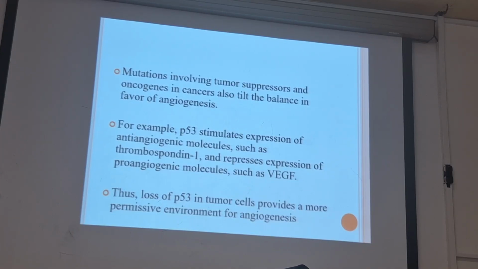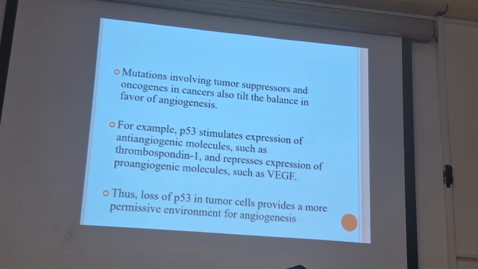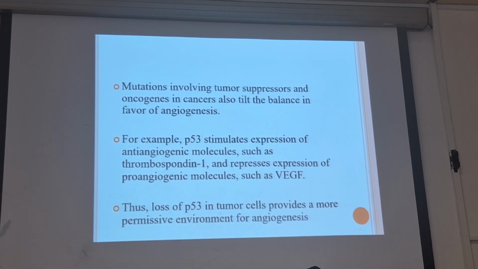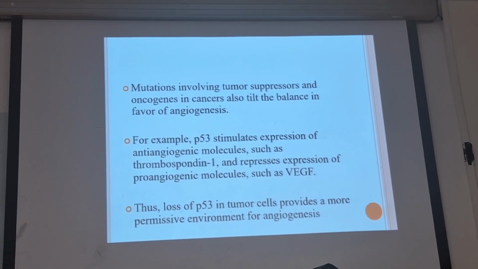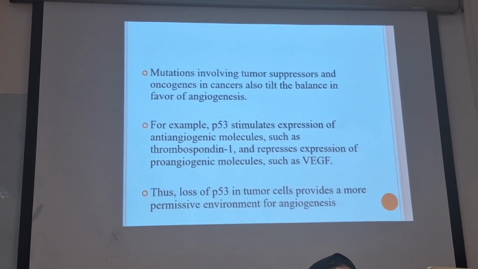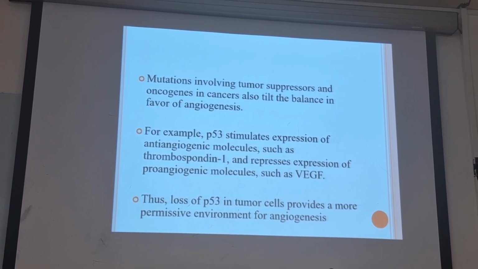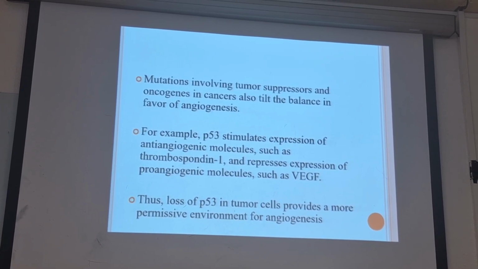Mutations involving tumor suppressors and oncogenes in cancer also tilt the balance in favor of angiogenesis. For example, we said P53 is a very important mutation in the tumors. Normally, P53 stimulates expression of anti-angiogenic molecules like thrombospondin 1, and also represses expression of pro-angiogenic molecules such as VEGF. So, by loss of P53 in the mutated cells, we have a permissive environment for angiogenesis.